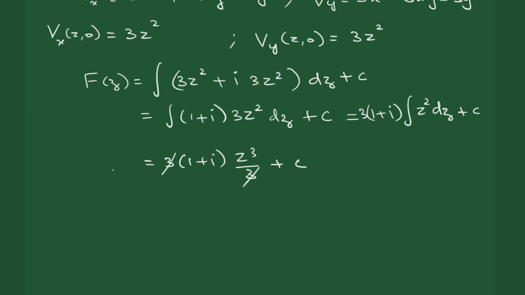So this 3 and this 3 get cancelled. Moreover, capital F of z is nothing but (1 plus i) into small f of z, so throughout we can cancel by 1 plus i. Here it becomes small f of z equal to z cube plus c by (1 plus i), which is again another constant. So let us take it as c dash. So this is the analytic function for which u plus v is given.